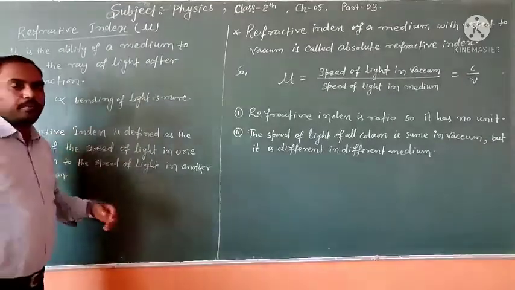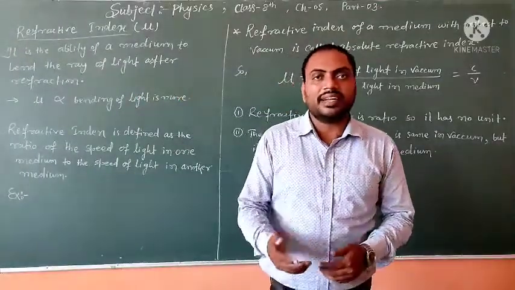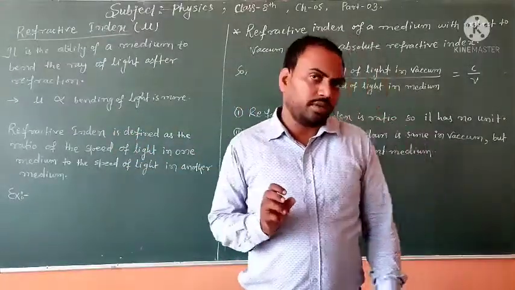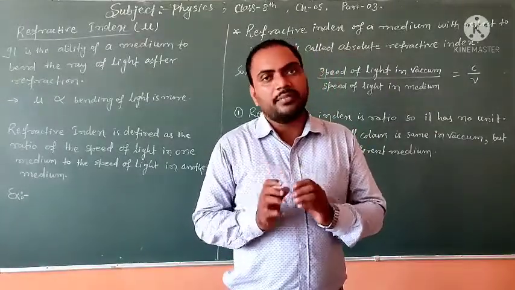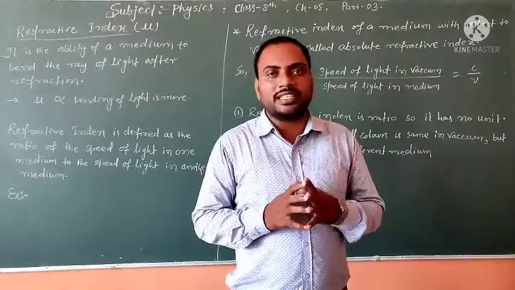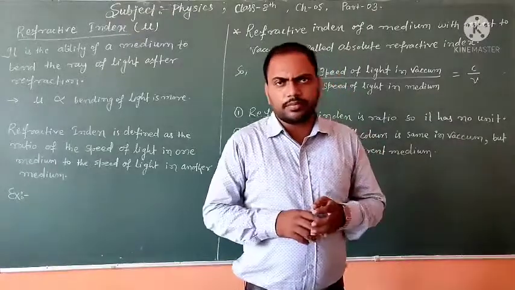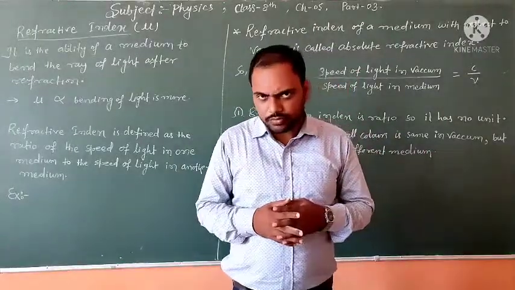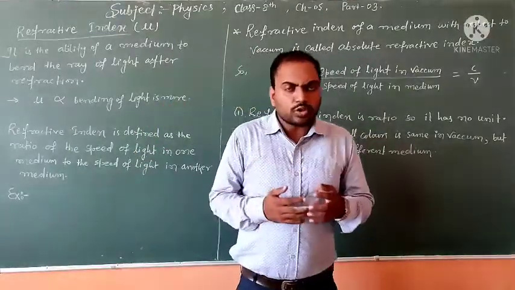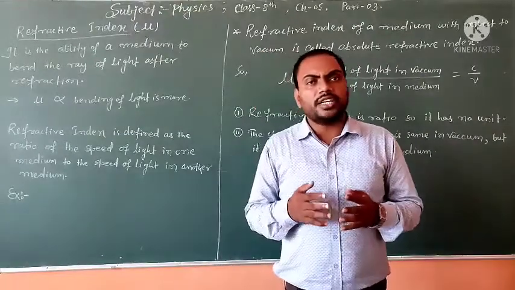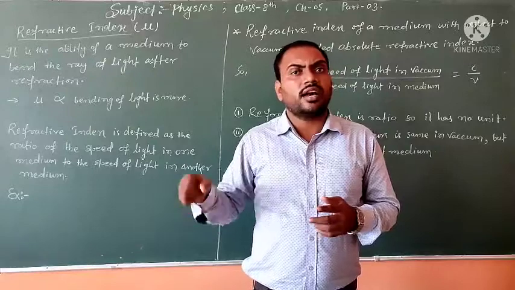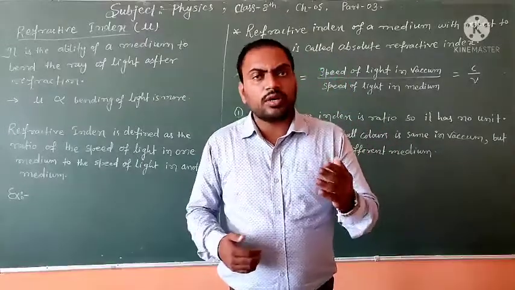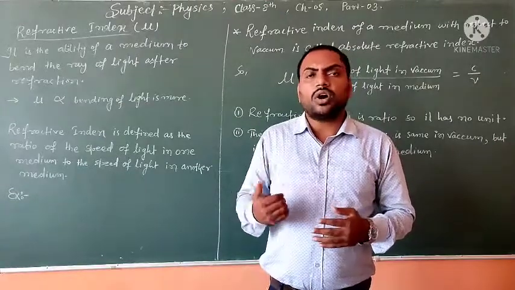If mu of a medium, mu means refractive index of a medium, is greater, the bending of light is more. It means if the refractive index, mu of a substance or medium, is less, the bending of light in that medium is less. For example, I am taking a medium, air. Air is also a medium through which light enters or passes, and travels from one point to another point. So it also has the ability to bend light. But in comparison of air and diamond, diamond bends light more than air. Do you understand? Water and air. Water bends light more than air. These all are the examples.